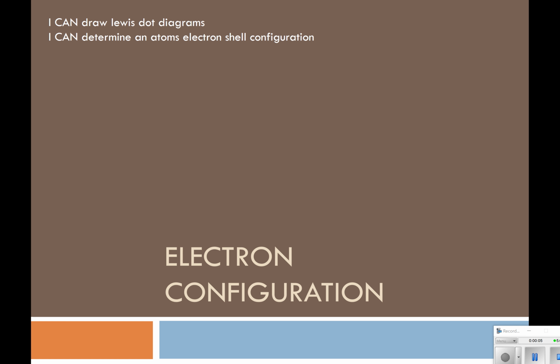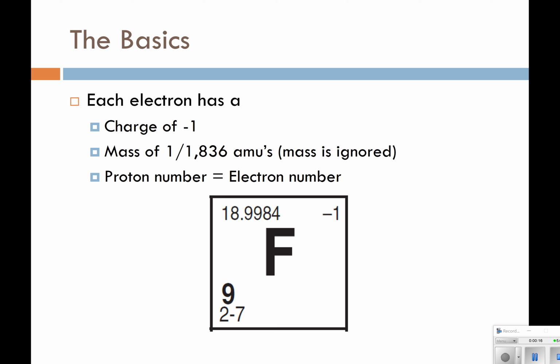Today we're going to be learning about electron configuration, where we should be able to determine an atom's electron shell configuration after the lesson, and you will be able to draw Lewis dot diagrams once we are done learning about electron configuration. So before we get into that, we want to review a little bit of the basics.